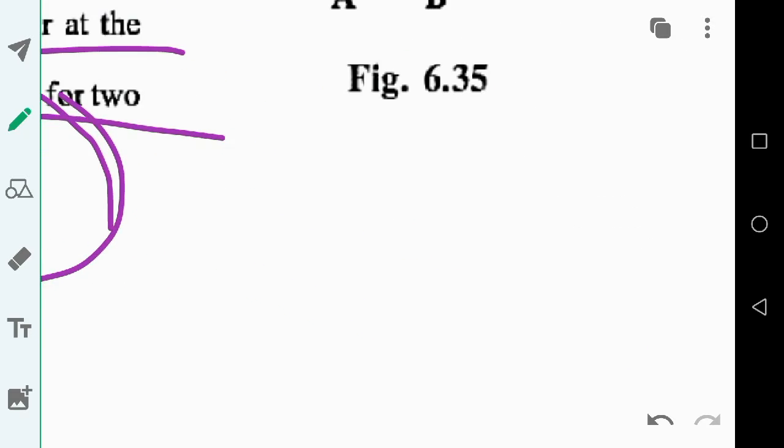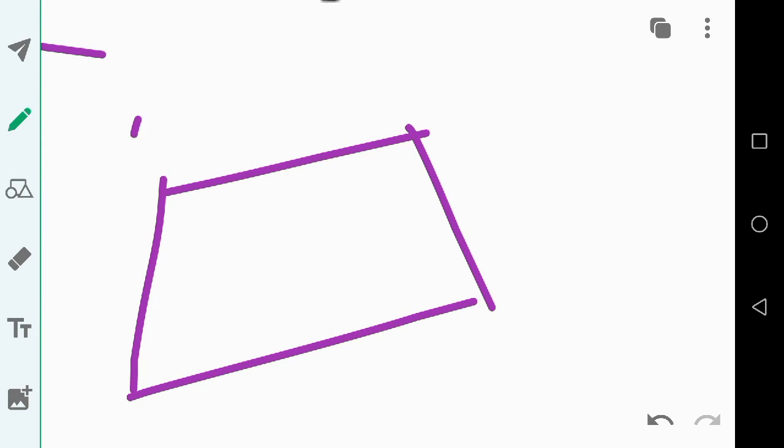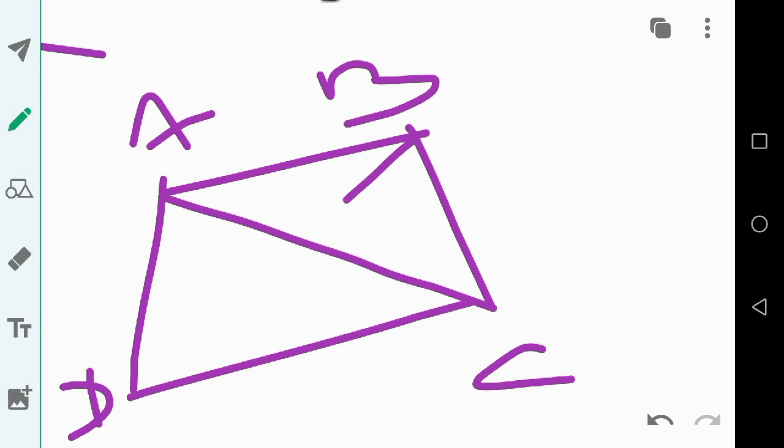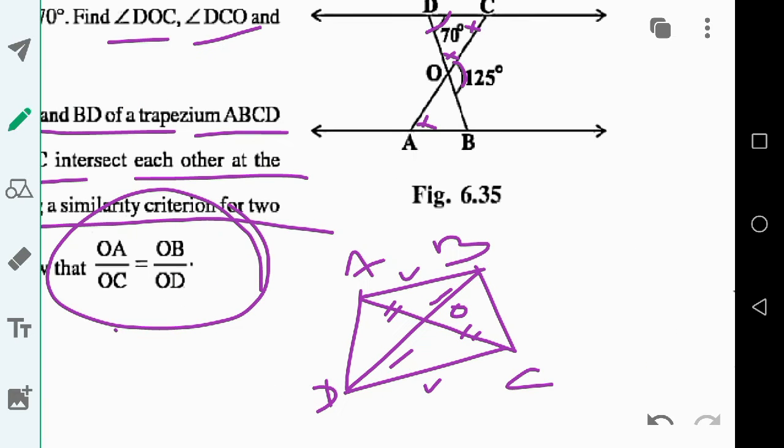Suppose there is a trapezium ABCD, with AB parallel to CD. Here AB and CD are parallel, and its diagonals are intersecting each other at O. If AB and CD are parallel, then we need to show OA by OC is equal to OB by OD. Let me show you how to solve this.